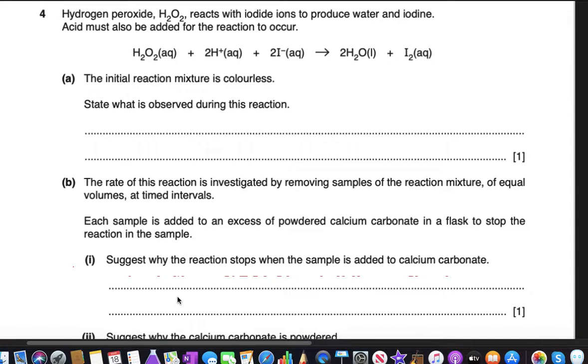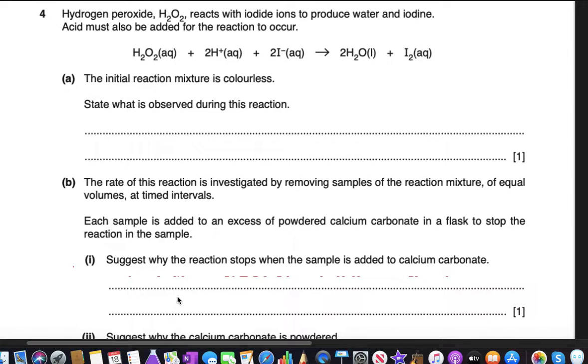Hydrogen peroxide reacts with iodide ion to produce water and iodine. Acid must also be added for the reaction to occur. The initial reaction mixture is colorless. State what is observed during this reaction. In this reaction, acid acts as a catalyst and H+ ion represents the acid, and as a result, iodine solution is formed.